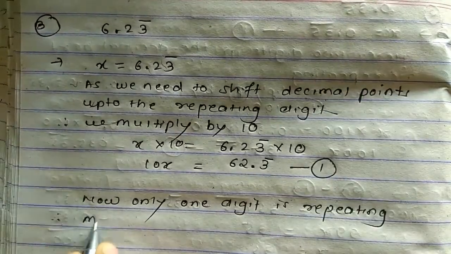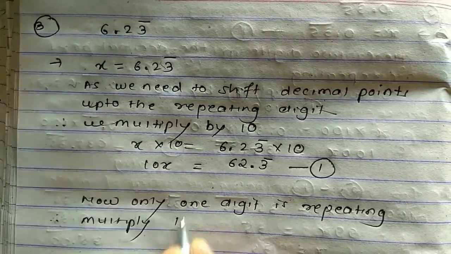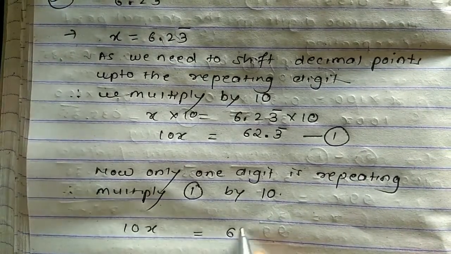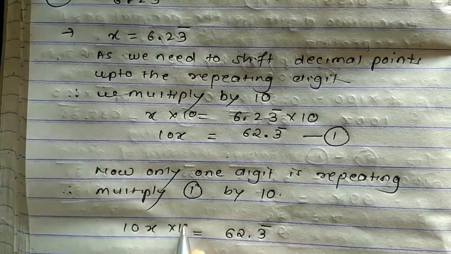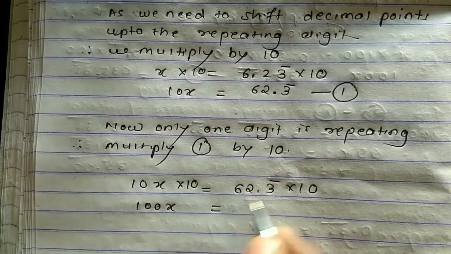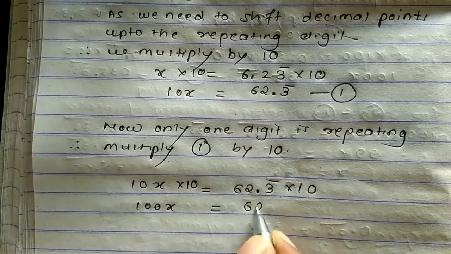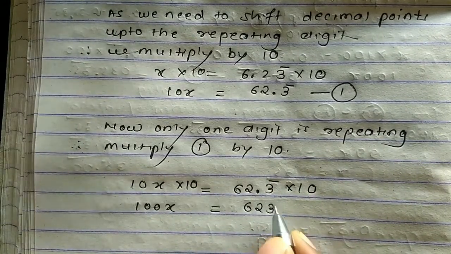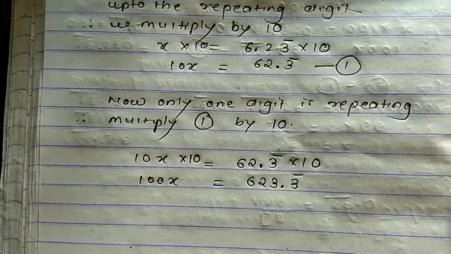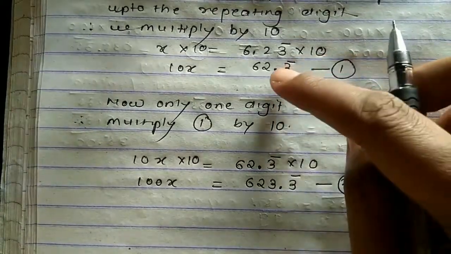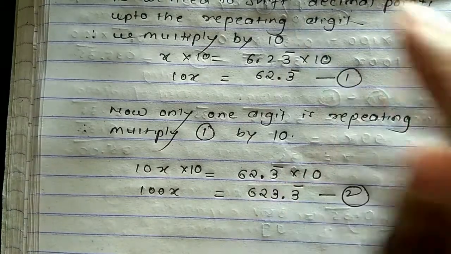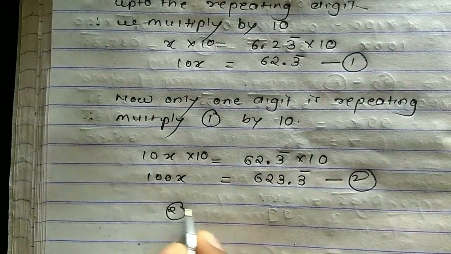Therefore multiply equation 1 by 10. So 10x equals 62.3 bar, multiply with 10 on both sides. 10 tens are 100, so 100x equals, and if you multiply by 10, 6, 2, again this will shift: 623.3 bar, again you write the same digit 3 bar. So this is 2. Now you can see after the point we have 3 bar and after the point we have 3 bar, so we can subtract. 2 minus 1 we have to do.